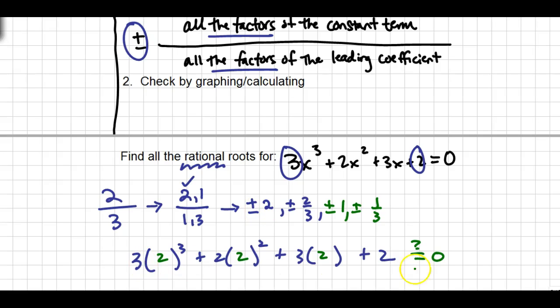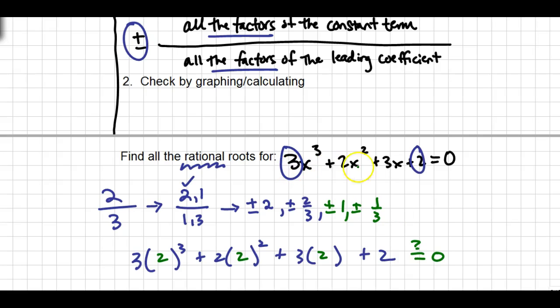But if we use that method, we would have to try all 8 numbers. So we'd have to try it again with a negative 2 for x. Then we'd have to try it again with a positive 2/3 for x. And I really don't want to waste my time checking all 8 of the possibilities. So what we're going to do next is graph it.